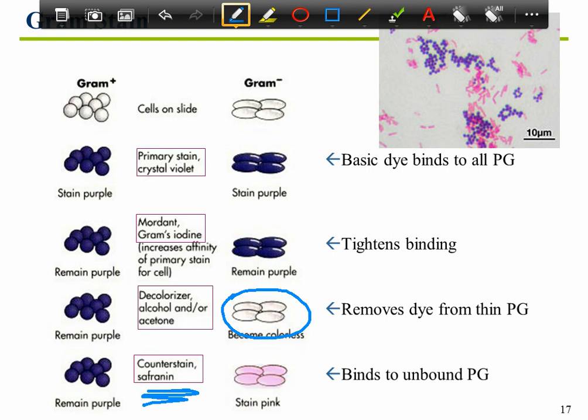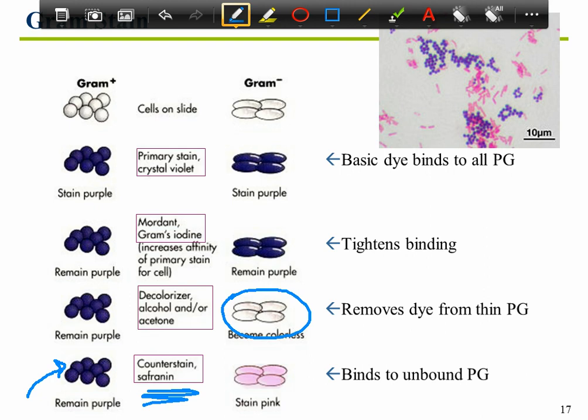Safranin is a basic dye, just like crystal violet. It binds in that PG layer. But safranin has no effect on the gram-positives because gram-positives still have crystal violet. They stay the same purple.